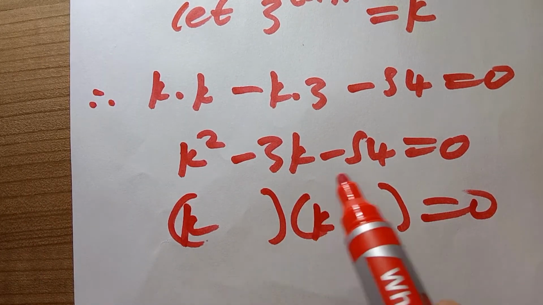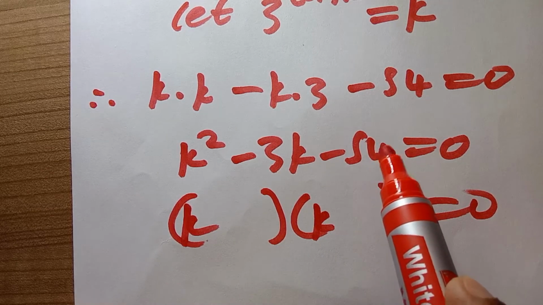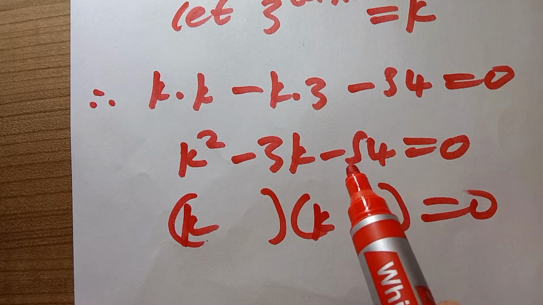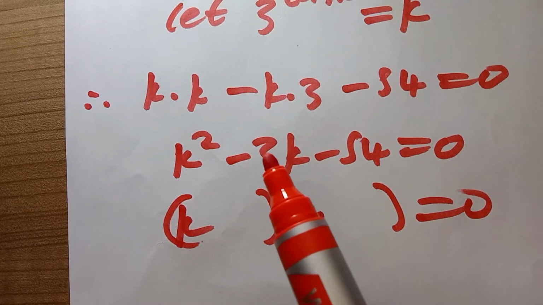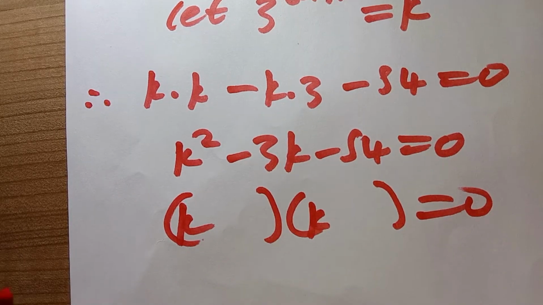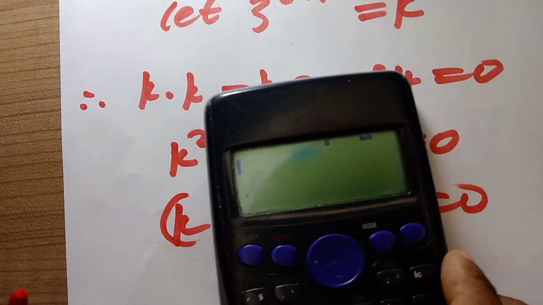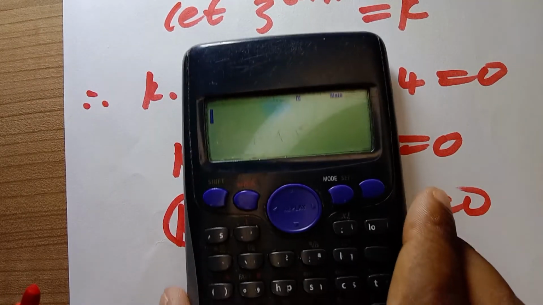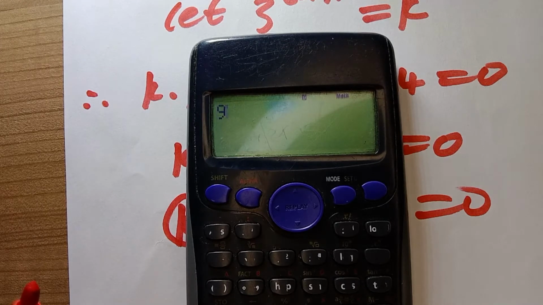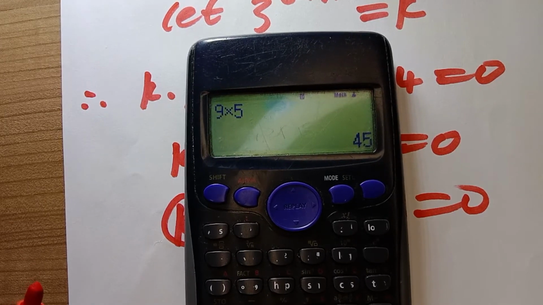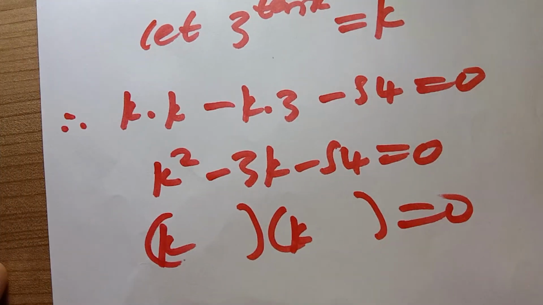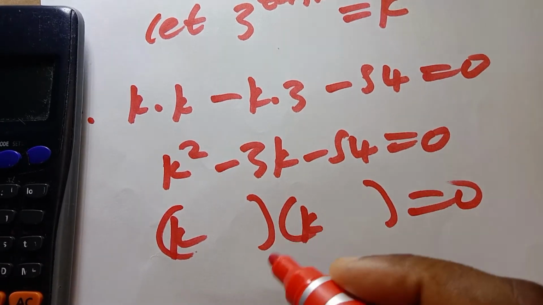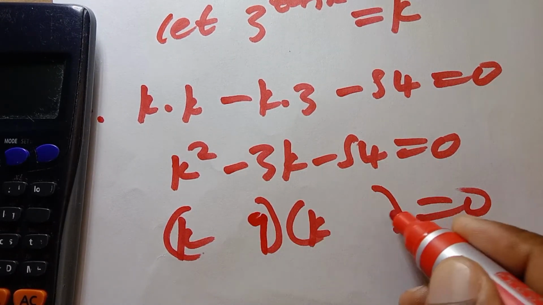Now I must look for factors of 54, those factors that when I multiply, they give me 54, and when I add or subtract them, they give me negative 3. If you can't factorize, you must consider the quadratic formula. It's the easiest one. Let me try 9 multiplied by 5 gives me 45. Let me do the 6, gives me 54. There I can say 9 and 6.